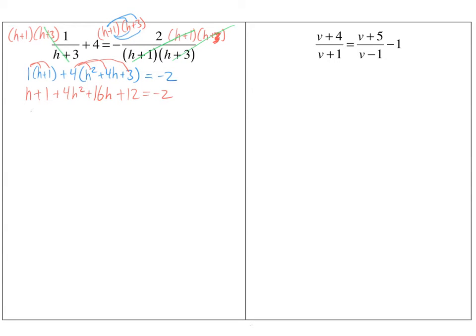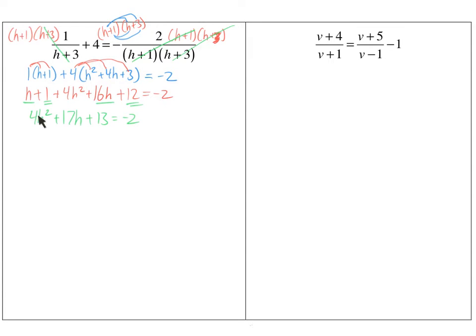I still need to clean this side up. So I have 4h squared to start with. And then if I combine these h's, doesn't that leave you with 17 h's? And if I combine this and this, that leaves me with 13. All right. Okay, I'm finally kind of clean.